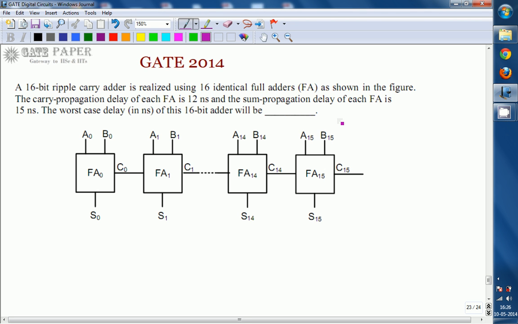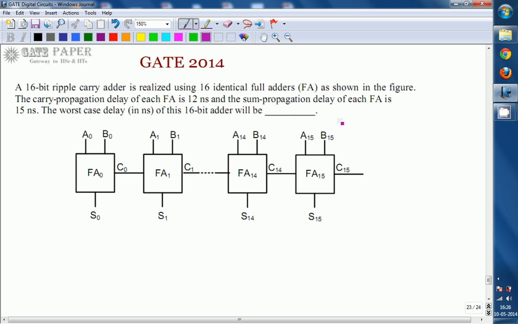Hello, we are discussing the GATE 2014 ECE paper, and this question is related to digital circuits. A 16-bit ripple carry adder is realized using 16 identical full adders as shown in the figure. The carry propagation delay of each full adder is 12 nanoseconds and the sum propagation delay of each full adder is 15 nanoseconds. The worst case delay of this 16-bit adder will be?